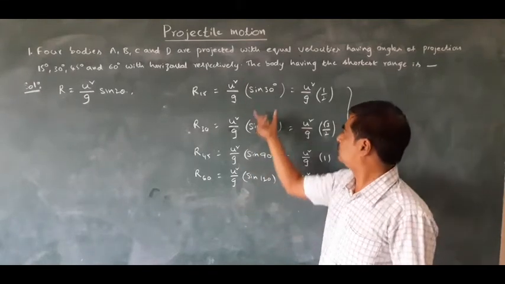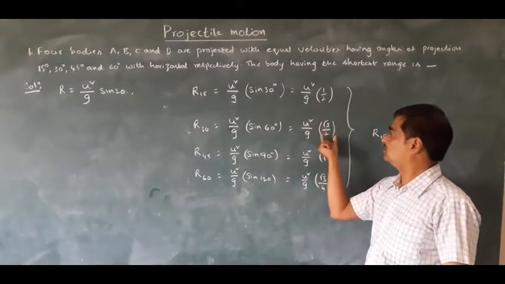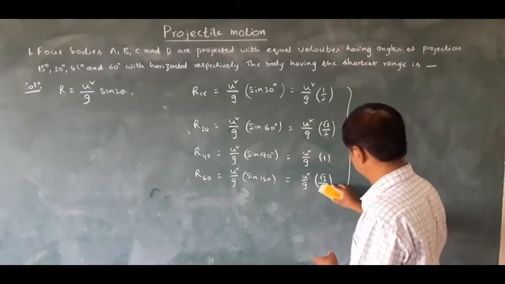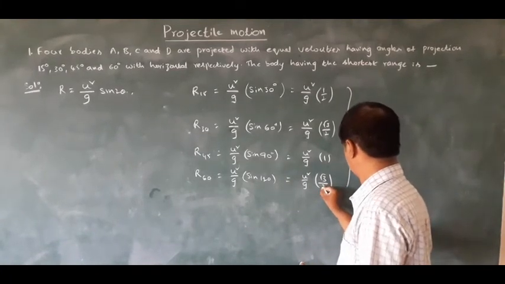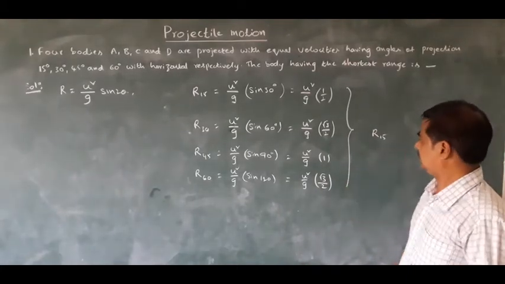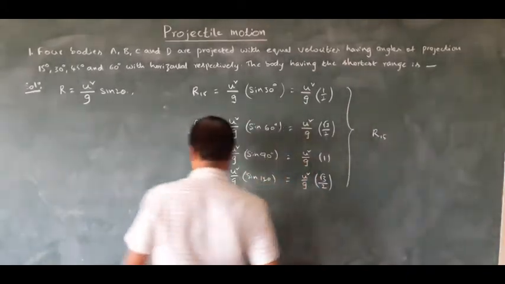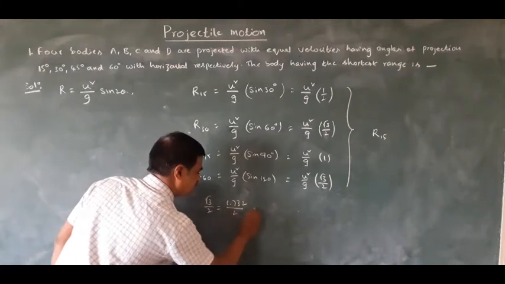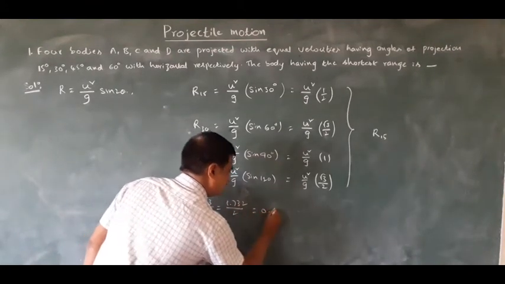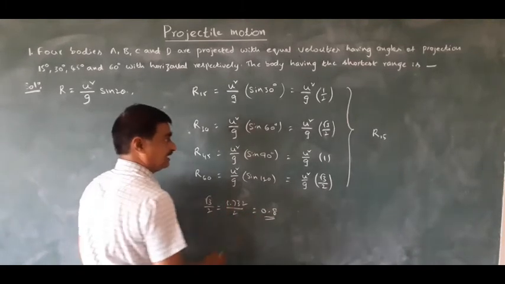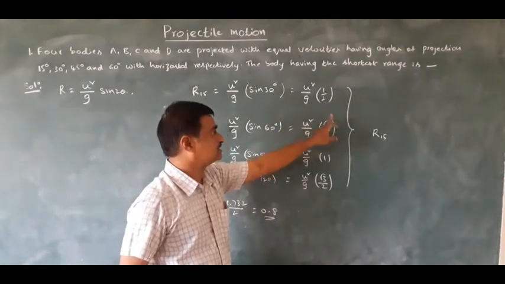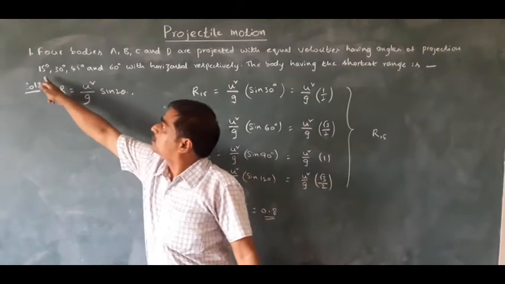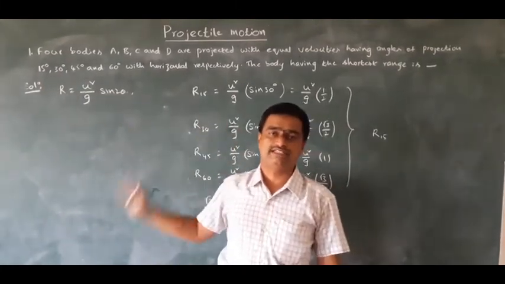All these are constants. We concentrate on these values. Half, root 3 by 2, 1 and root 3 by 2. Then by seeing these values, root 3 by 2 is 1.732 divided by 2. It becomes 0.87. Still it is greater than this 0.5. The minimum is 0.5. Therefore we can tell that the one with angle of projection 15 degrees is going to have the shortest range.